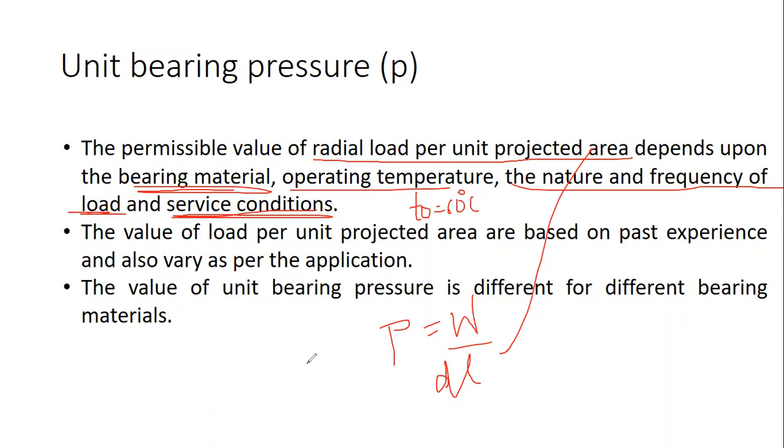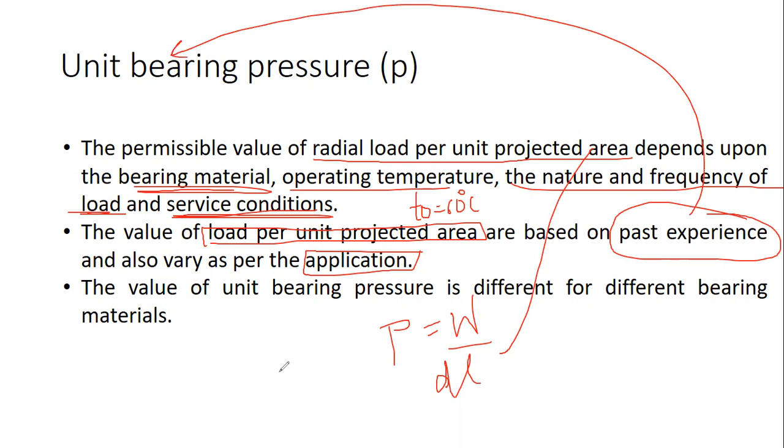So the permissible value of this bearing pressure depends upon bearing material, operating temperature, nature and frequency of load and service conditions. The value of pressure is chosen based on past experience and based on the application. You cannot randomly choose it. You'll have to see which application it is, like centrifugal pumps, or where it is used. And on the basis of past experiences, this value of bearing pressure is selected.